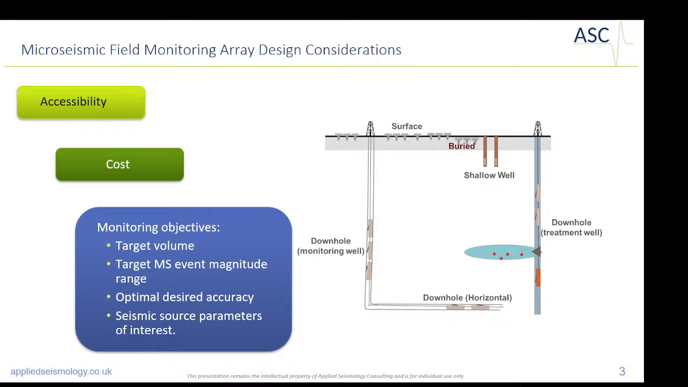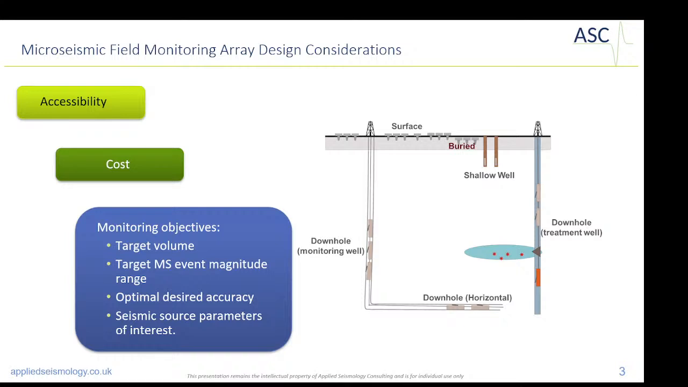Also, what would be the optimal desired accuracy? Of course, we always want to have the maximum accuracy, but we need to come up with a figure that will be sufficient to meet the objectives of our job. And a final point is what source parameters we are interested in obtaining or monitoring. It's not the same. We might simply be interested in getting a count of events, in which case just one sensor will be enough to detect an event. If we want locations, then we have a minimum number of sensors, typically 3 or 4. We will discuss that later.